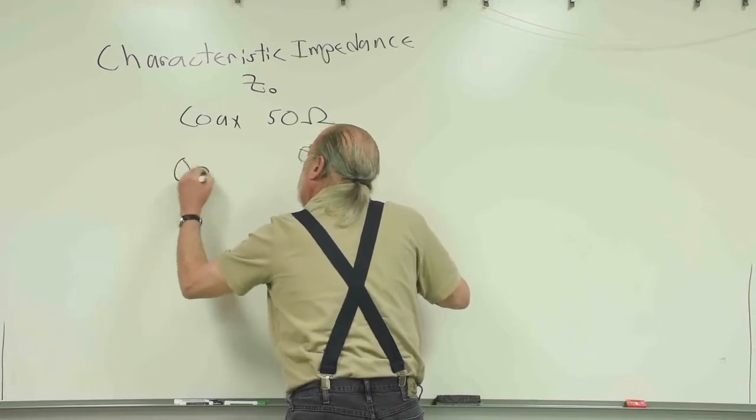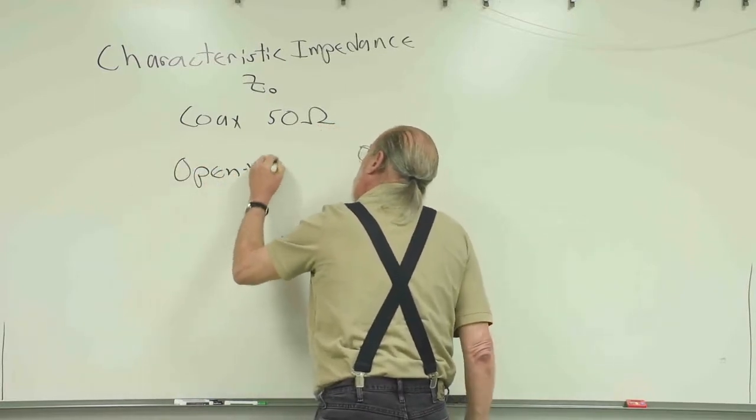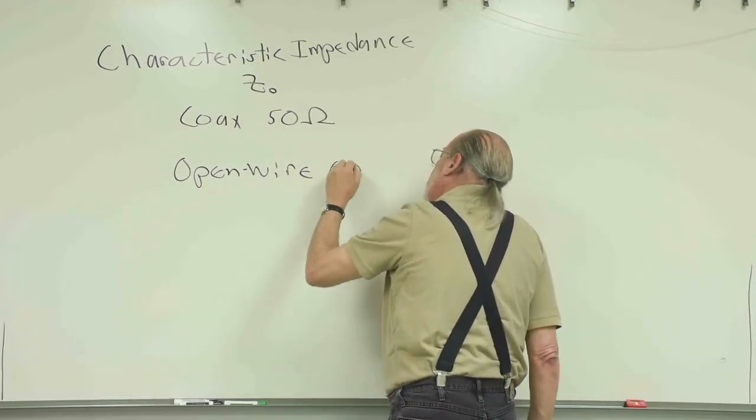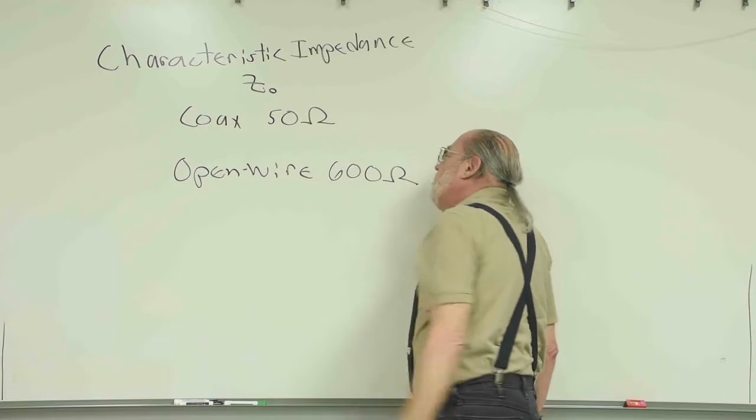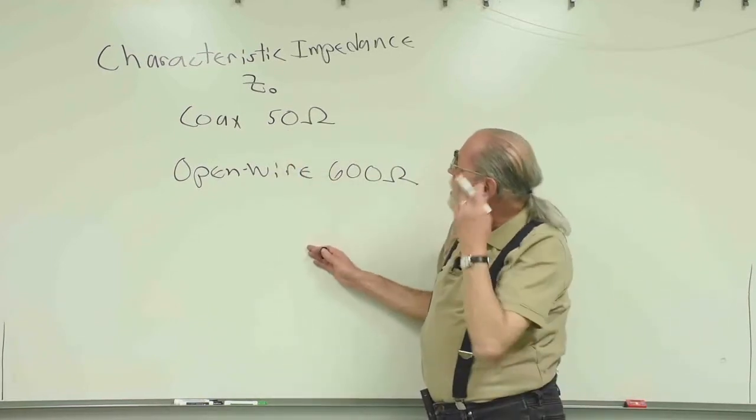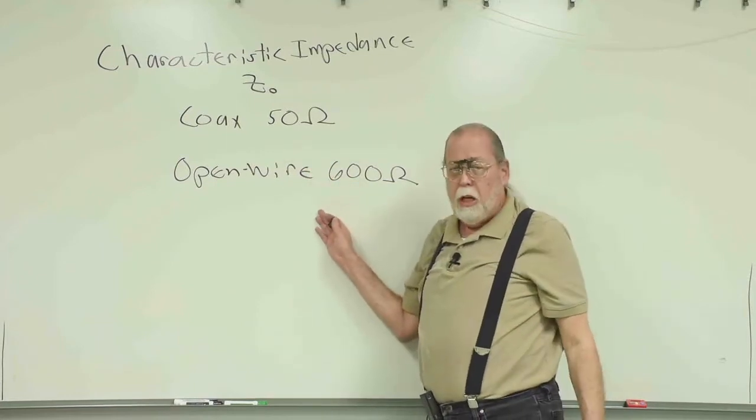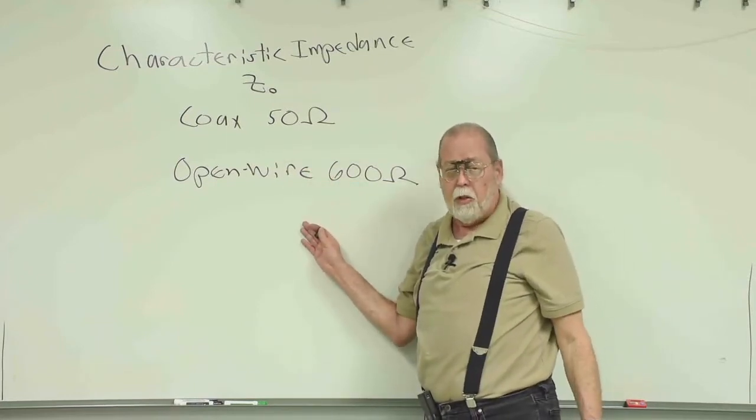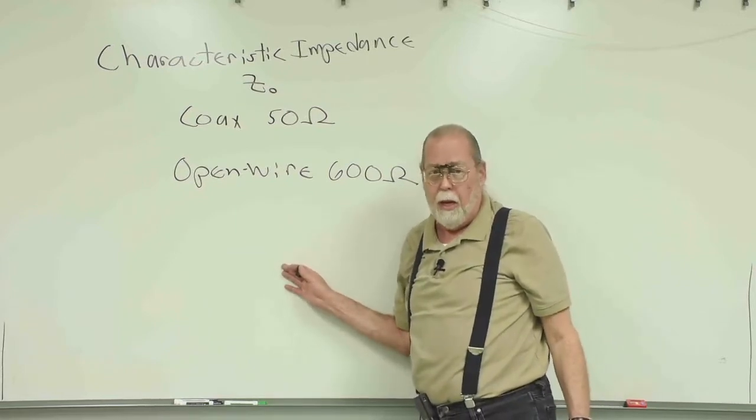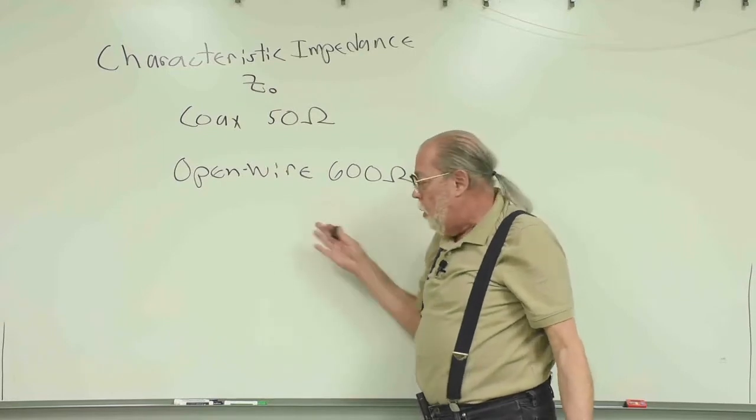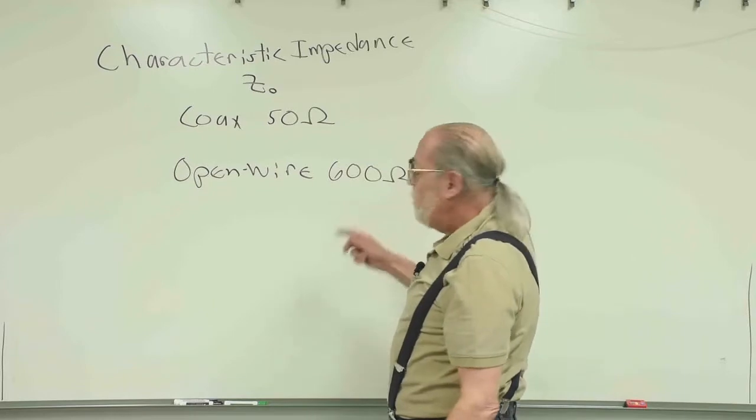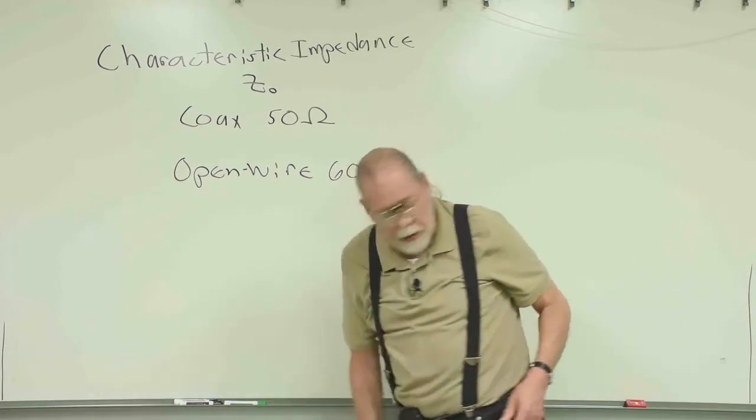Open wire line, like I use in my ZEP system, might be 600 ohms. It's much higher than for coax. The value doesn't really have any effect on the performance of the system if it's installed properly and matched properly and so forth. But I'll show you why you get this. One of the things that is so confusing to people is if you take a piece of coax, let me get some here.